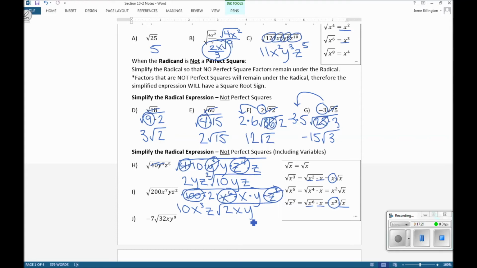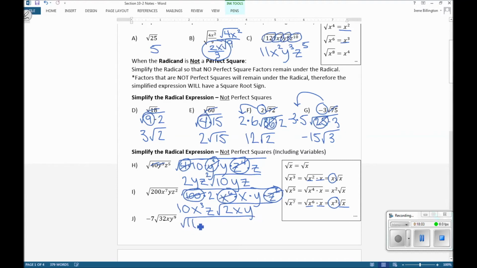All righty, one more. We're going to switch gears a little bit. We've got -7, and that's being multiplied by the square root of 32xy to the 9th. So we need to break down 32 and y to the 9th, because x is just x. It's going to stay underneath our square root. So for 32, we need to find the largest perfect square factor. We know 32 is 4 times 8, but we also know that it's 16 and 2. 16 is a larger perfect square than 4. So 16 times 2 is what we'll split 32 into.